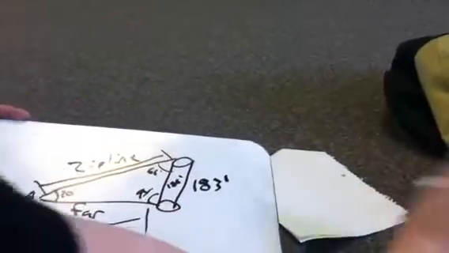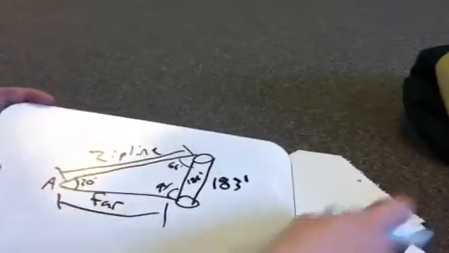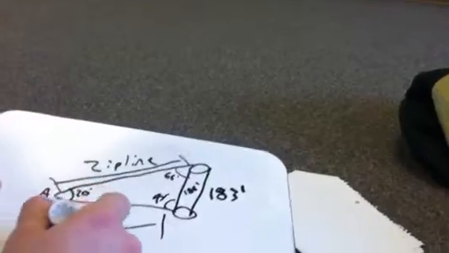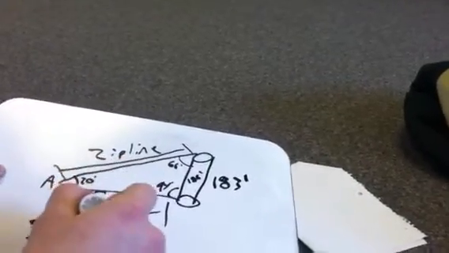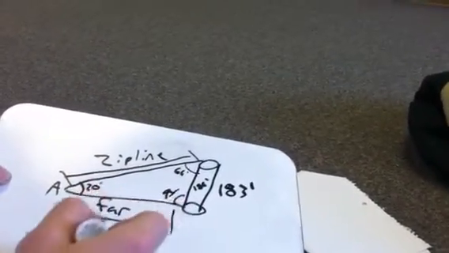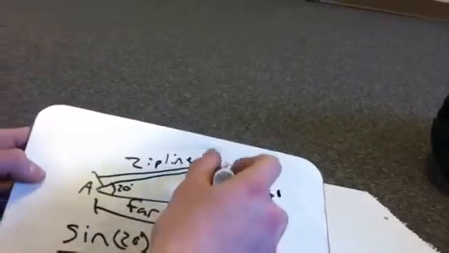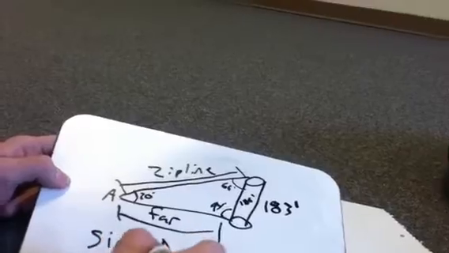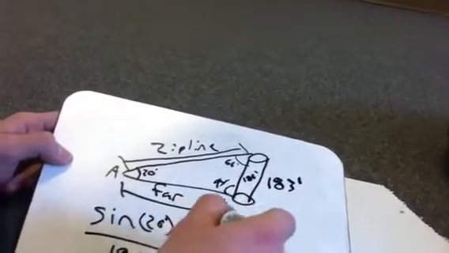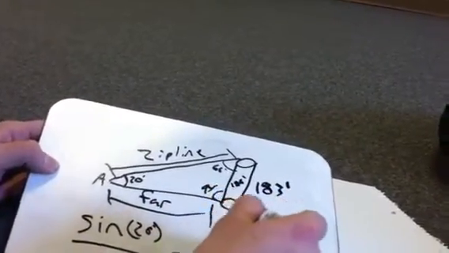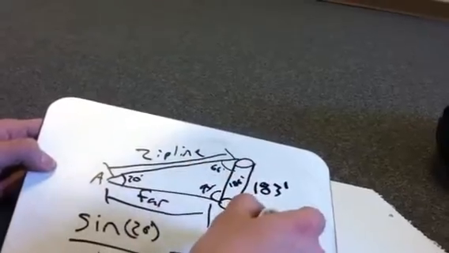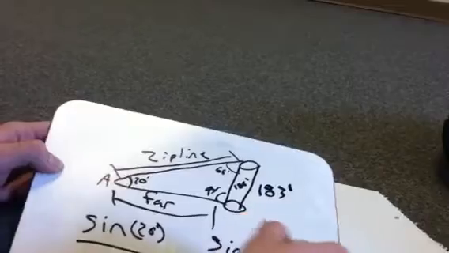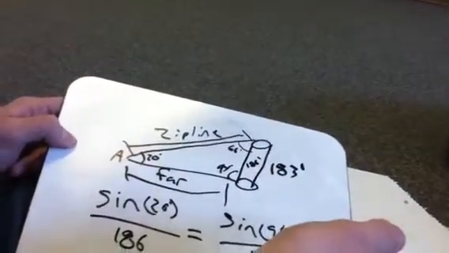So you would use the law of sines. You would take sine of 20 degrees over how tall the closest side is to you, which is 186, which is equal to the sine of 94 degrees over how far the zip line is.